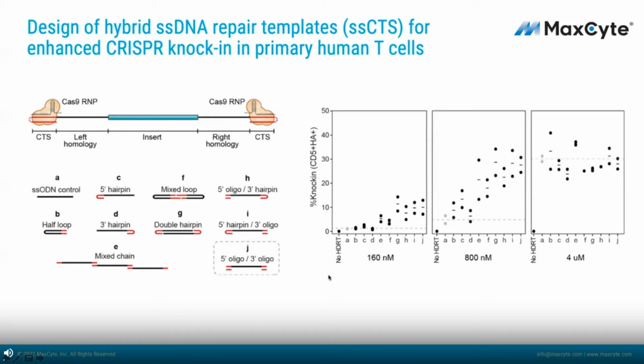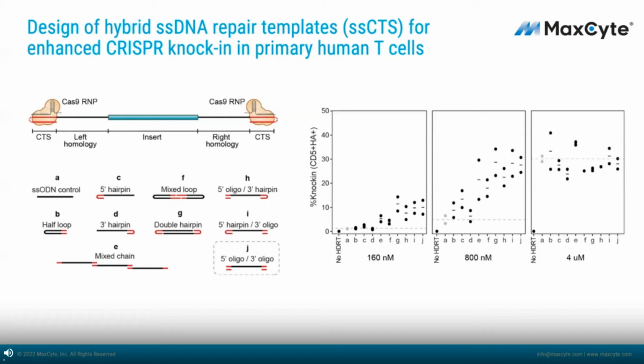And overall, after trying out all these different approaches, they settled on using this construct J, which is, I think, what we consider probably the most simplified of all the approaches, where we have the single-stranded core containing the insert with the two homology arms, and then the CTS sites are made double-stranded just by the annealing of a 5' and 3' oligo.